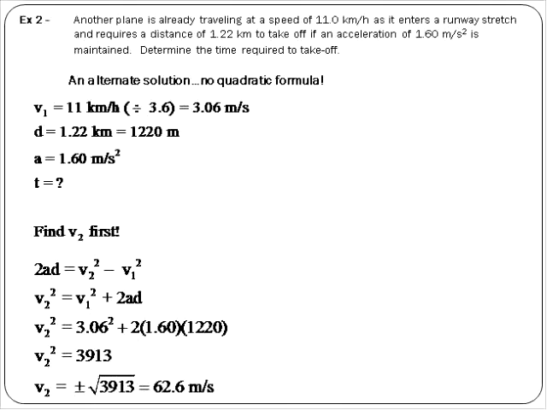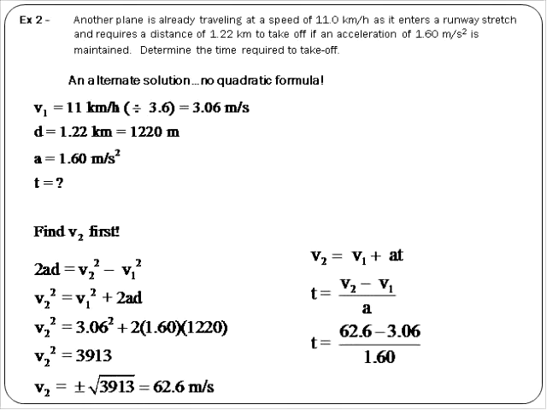Then we can use that value in a different equation, this one, the acceleration formula, v2 equals v1 plus at. Okay, we rearrange it so that it's t equals v2 minus v1 over a. That's the same equation, just written in a different way. Plug those numbers in, and you get an answer of 37.2 seconds, the exact same answer we had before.